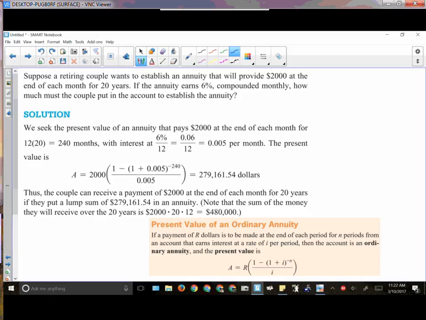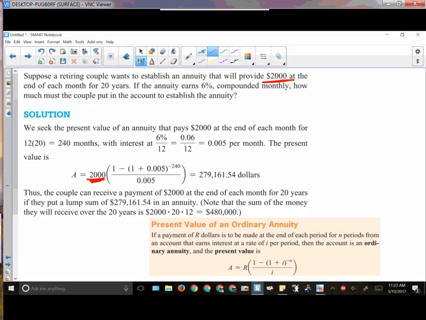We're pulling it out. So what we want to know is the present value of an ordinary annuity. That's how they identify it. Okay. How much must the couple put in the account to establish the annuity? That's how much must be there. Present value. So let's walk through this. Payment R dollars is to be made at the end of each period. So how much money do I want? I want $2,000 a month. So that's my R. That's how much money I want to pull out of this thing.